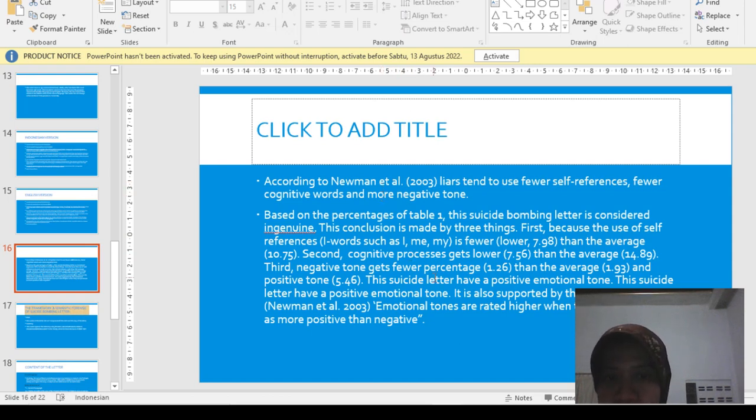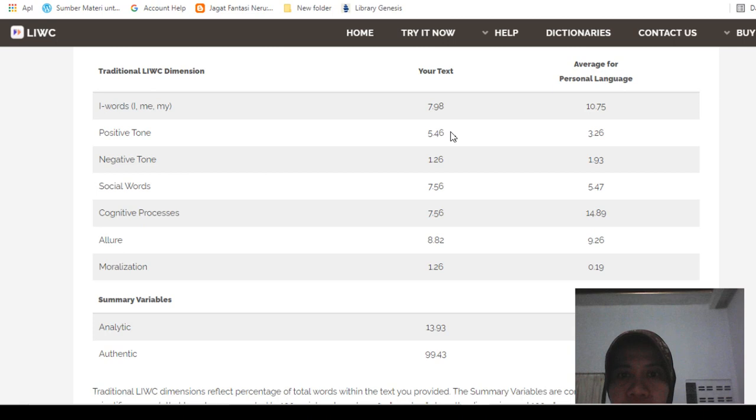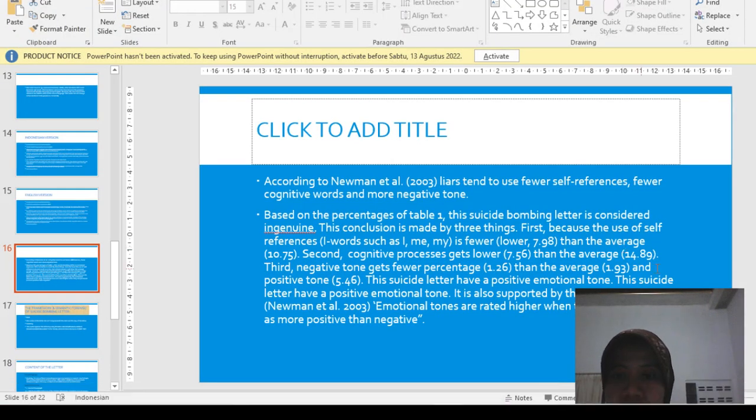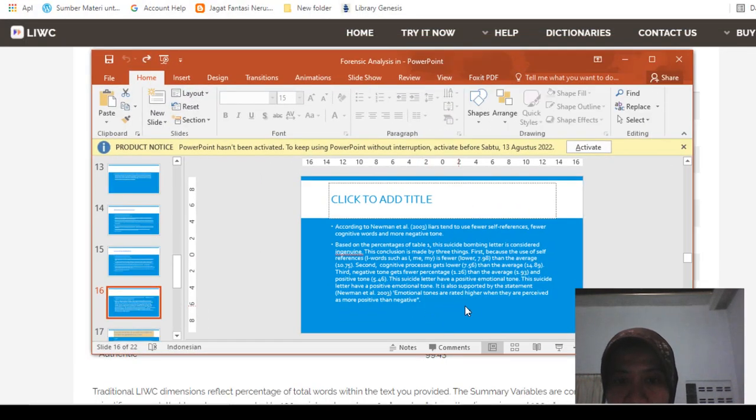So I can conclude that this suicide letter is fake, but this suicide letter has a positive emotional tone, because the positive tone itself is 5.46, higher than the average, which is 3.26. This is also supported by the statement of Newman that emotional tones are rated higher when they are perceived as more positive than negative.